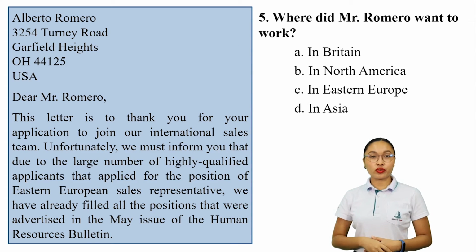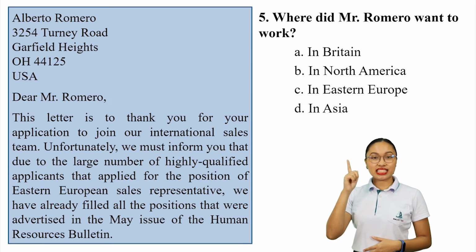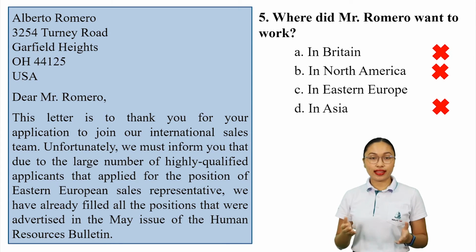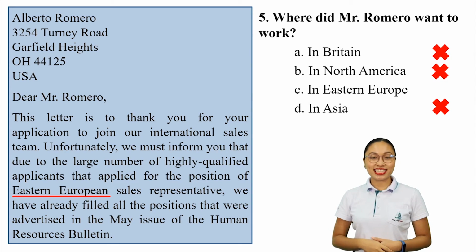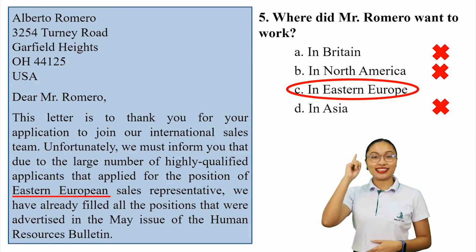Question number 5. Where did Mr. Romero want to work? Letters A, B, and D were not mentioned in the letter. Easily, we can spot the answer in the second sentence. What is the answer? Correct. It is letter C, in Eastern Europe.